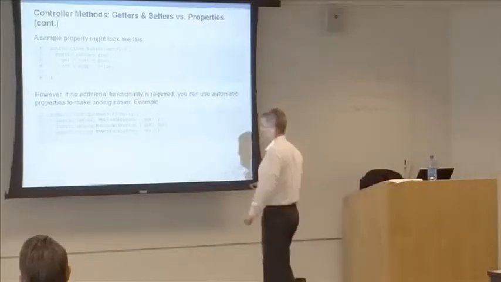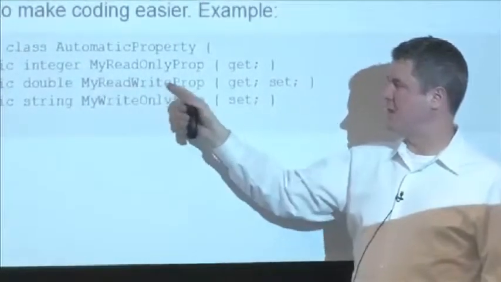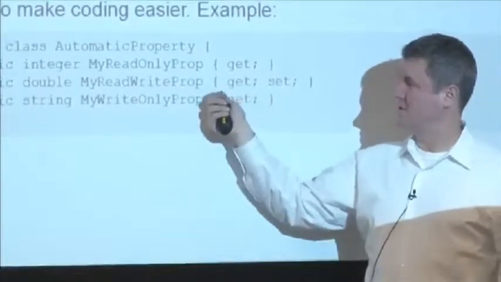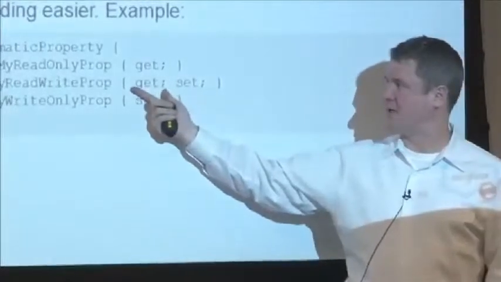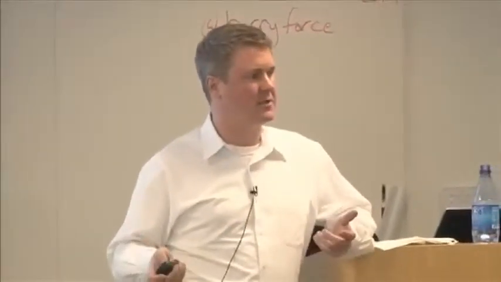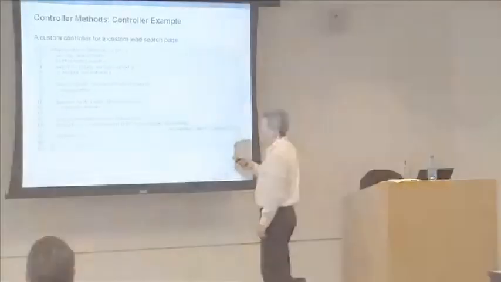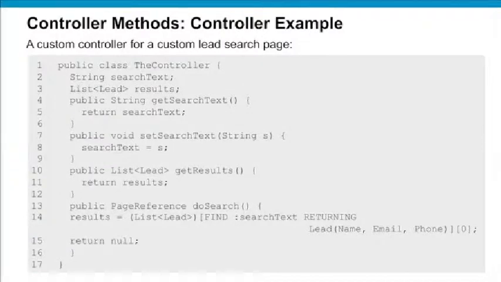But the idea behind these is that if we take a look at line 3, public double, we have a data type associated with this. Here's the name of the property, my read write prop. And then you'll notice that there's this body, and here I have get semicolon and set semicolon. And so what line 3 represents is the same logic that we implemented over 7 lines back here, where we essentially had a declared variable with a data type, and we had a getter which simply returned the data, and we had a setter which set whatever was passed to it.